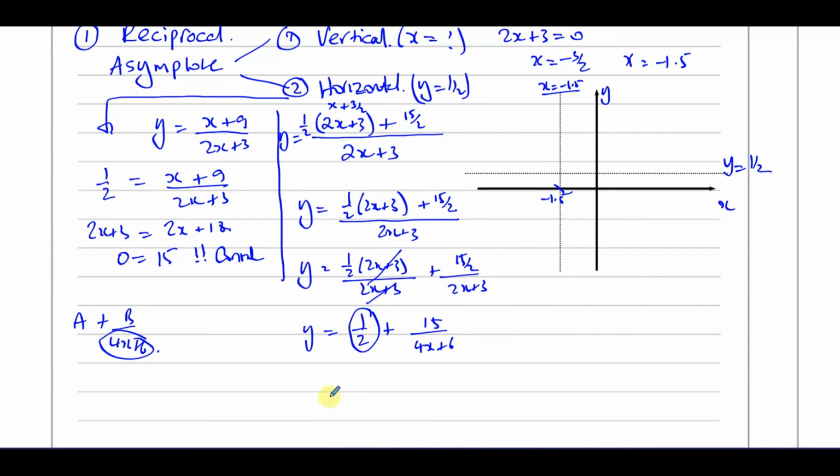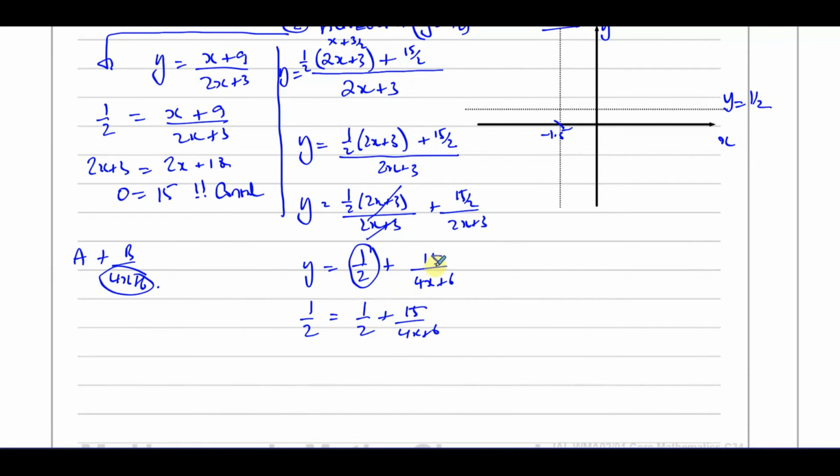Why is that the y asymptote? Because the value of y that you put here, which causes this equation to break down, is basically the same number as what's here. Whatever number is added to the whole of this, if you put that number as a value for y, what will happen when you try to solve it, you'll have a half minus a half, which is 0, equals 15 over 4x plus 6.